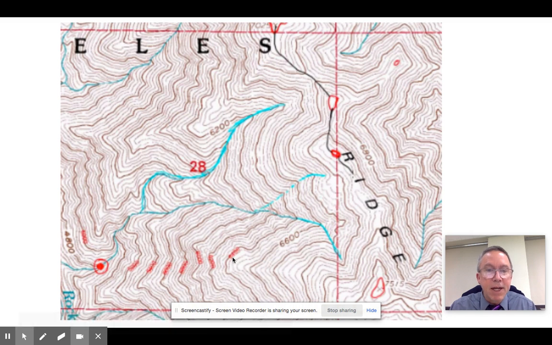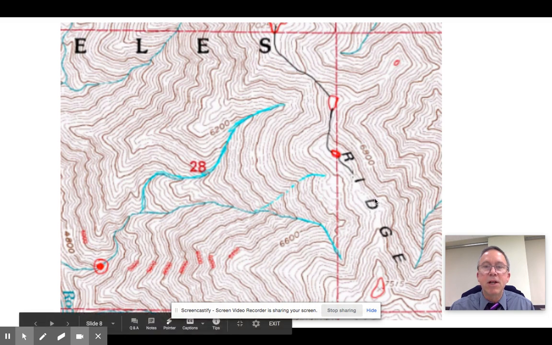So water landing here is going to flow downhill and go here. Water landing here is going to flow downhill and go here. But water that lands, say, here is going to flow into this stream over here. So the divide is going to be the ridge line between this watershed here and the other one.